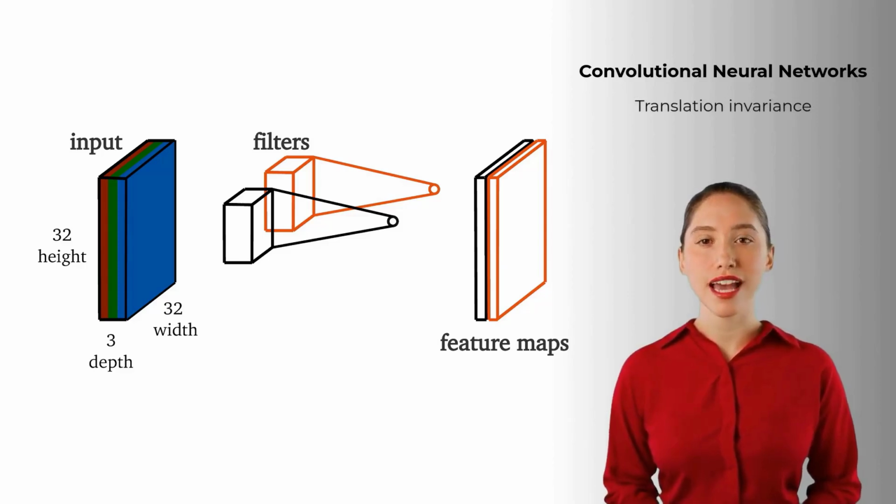Notice how the filters analyze only a few neighboring pixels at a time. Because of that, the network can recognize a shape no matter where it appears. This built-in shift resistance is called translation invariance, and it is the first big idea we tackle today.